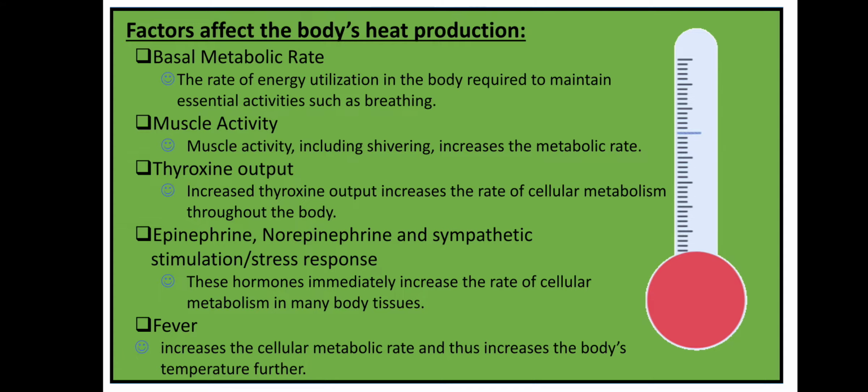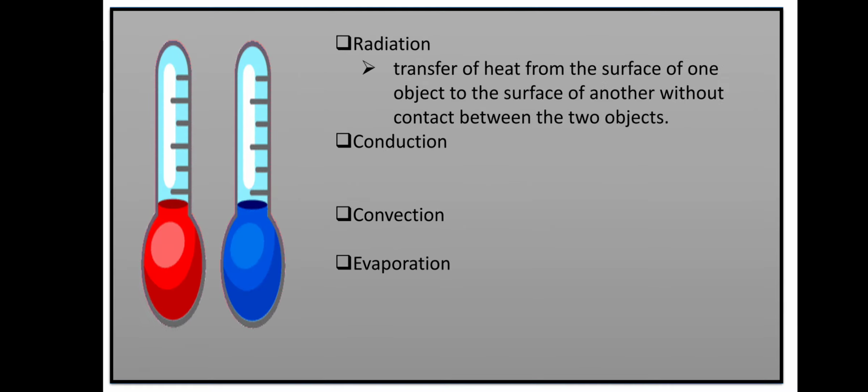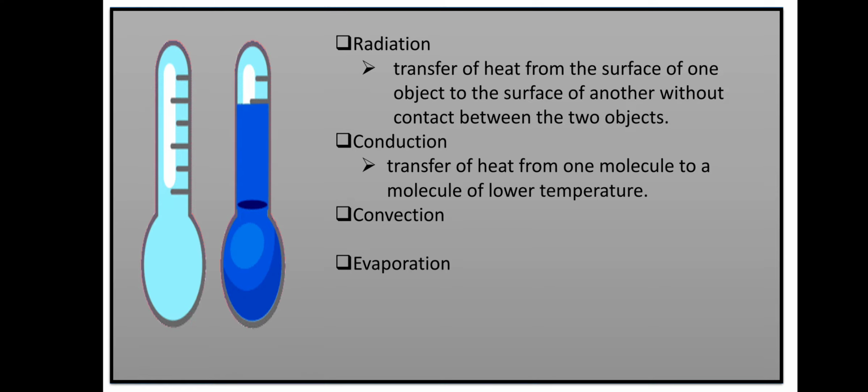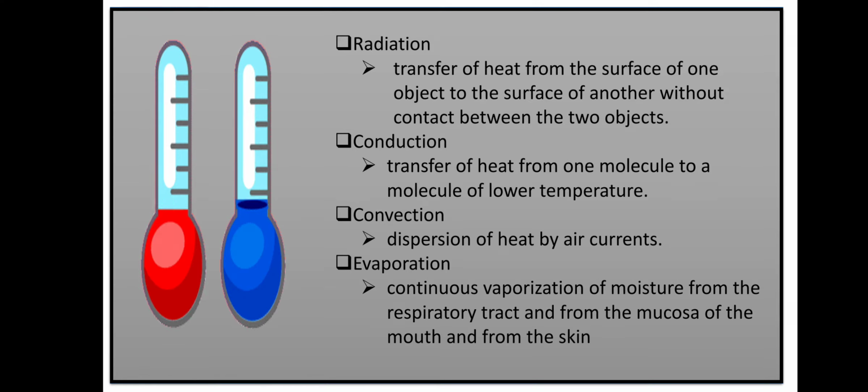While as for the heat loss, okay, so ano naman yung mga factors or ways para mawala yung ating init sa katawan. So first, we have through radiation, the transfer of heat from the surface of one object to the surface of another without contact between the two objects. So walang contact, so nagkakaroon lang ng heat release, that is through radiation. Conduction naman is the transfer of heat from one molecule to a molecule of lower temperature.